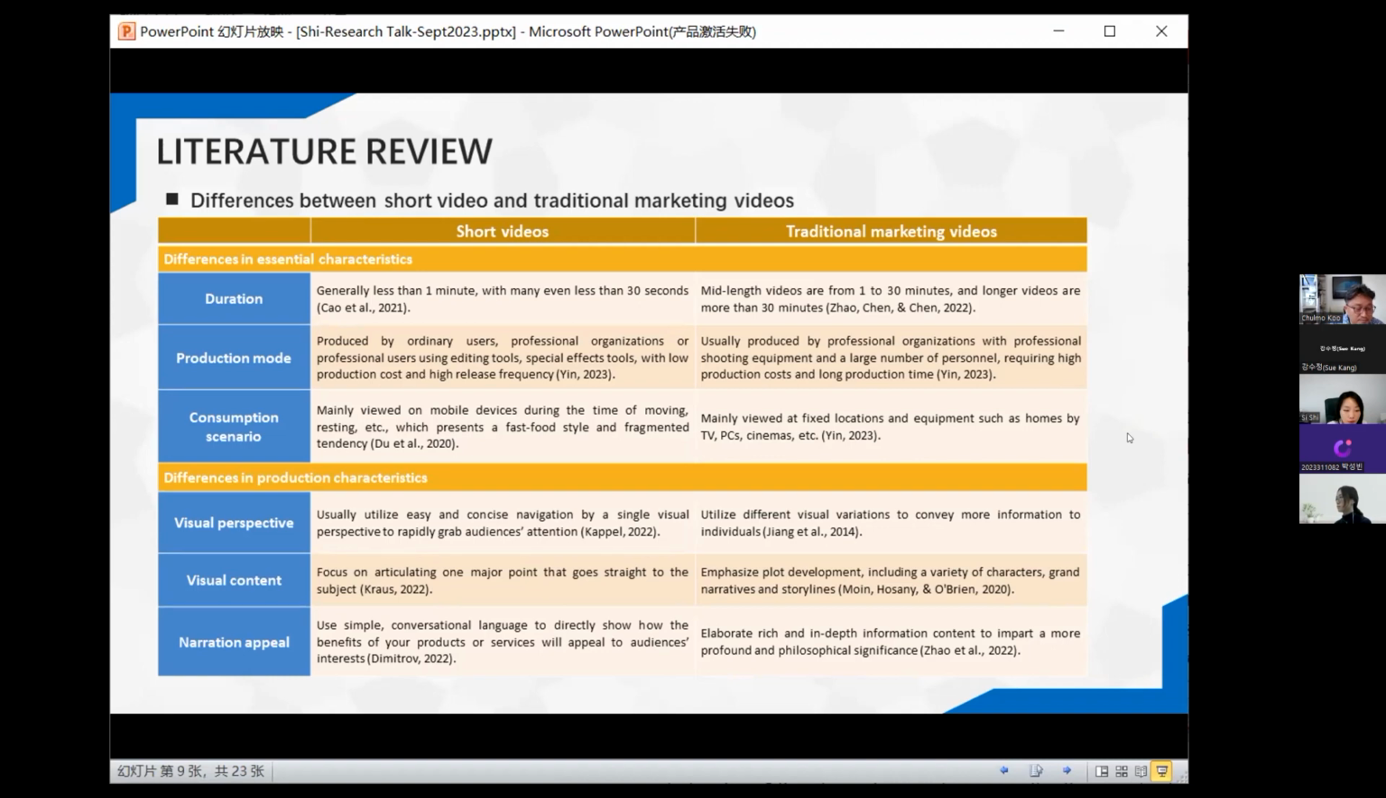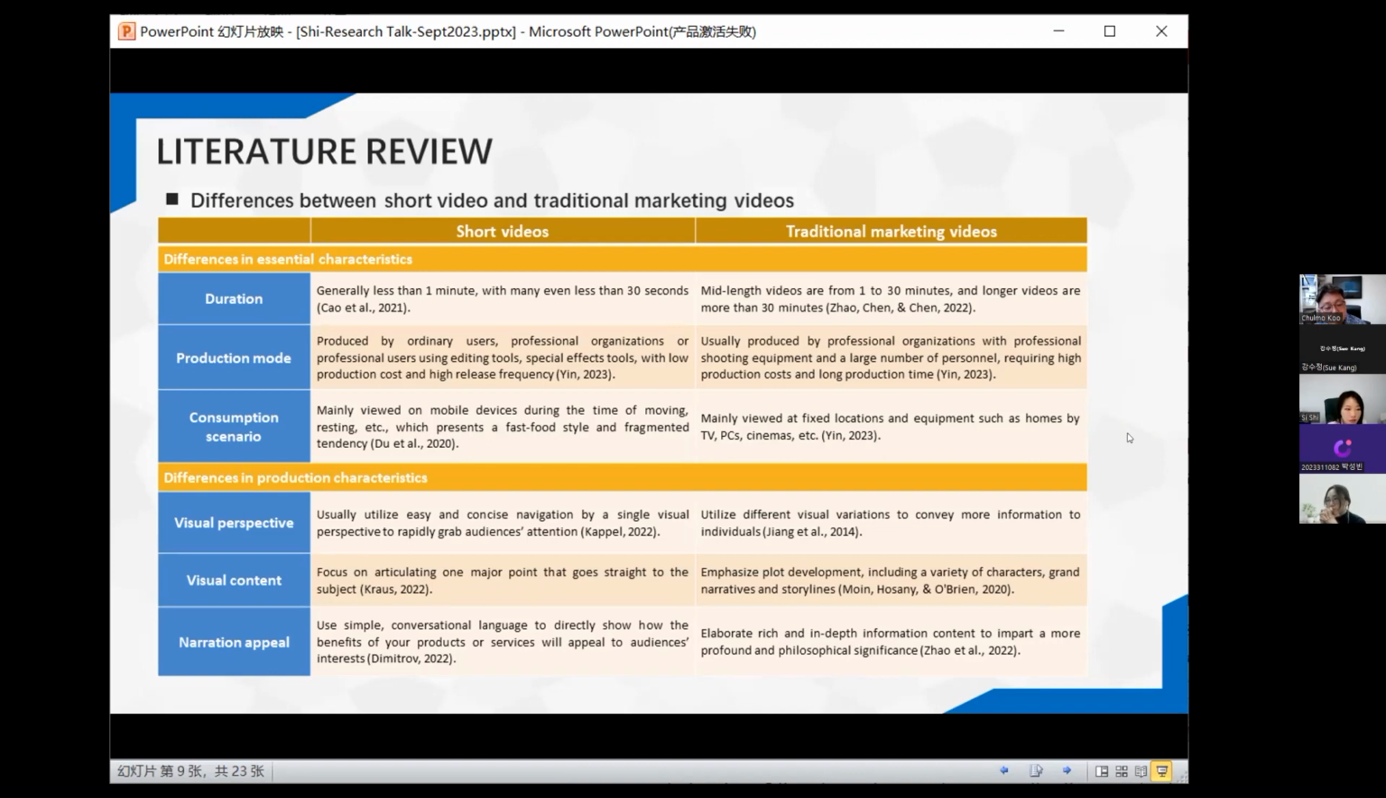And for the consumption scenario, usually we view the traditional marketing videos on TVs, right? Or in some fixed locations or on equipment. But for short videos nowadays, we mainly view them on mobile platforms. That means we view those videos while moving or resting, which presents a fast-food style and fragmented tendency. So that further indicates that in those kinds of settings, our attention is not quite focused. So in order to grasp attention, short videos must be very careful with their design characteristics.